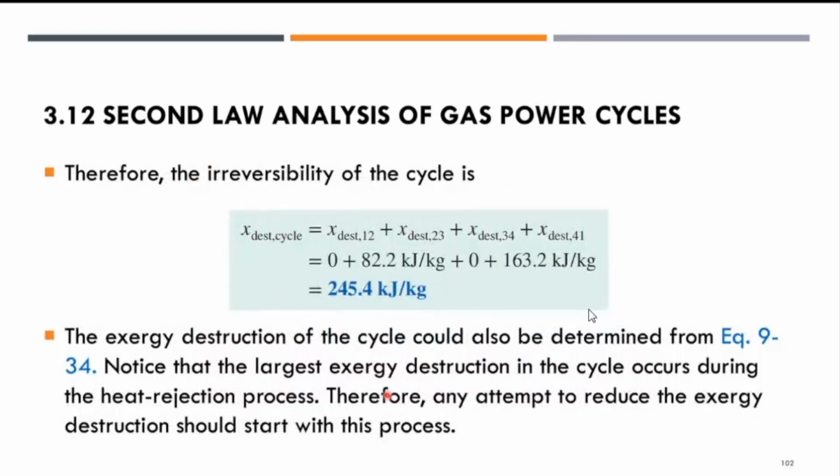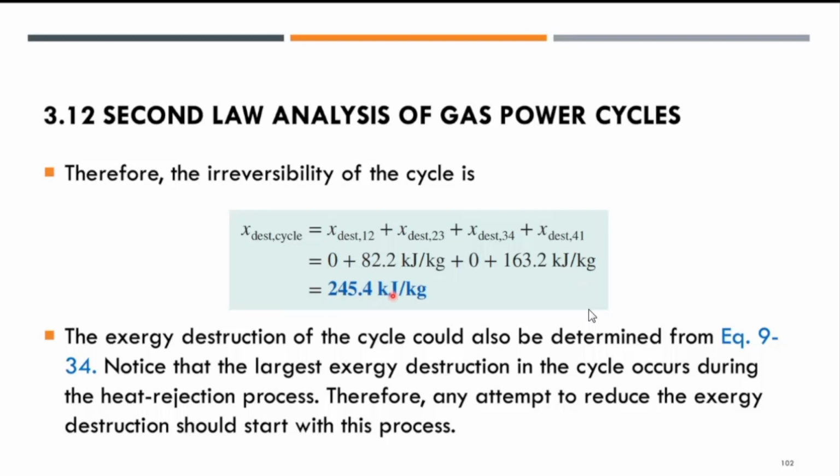So therefore, the total irreversibility of the cycle: you have stations 1 to 2, 2 to 3, 3 to 4, and 4 to 1, where we know that 1 to 2 and 3 to 4 are 0. We already calculated the exergy destruction for 2 to 3 and 4 to 1. The total for the cycle is 245.4 kilojoule per kilogram.